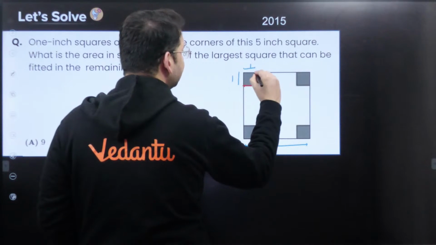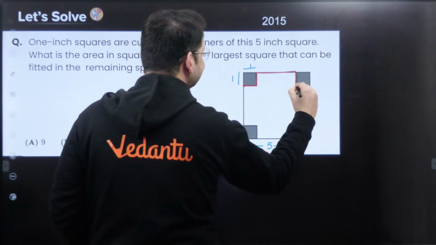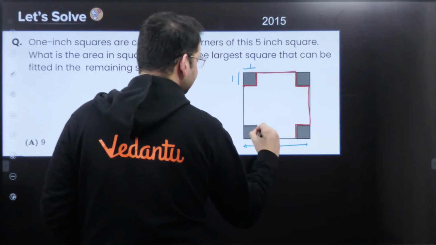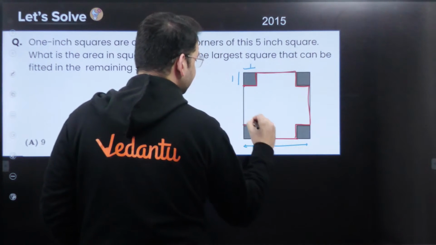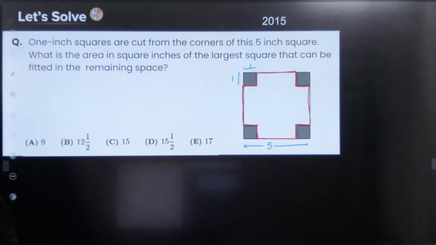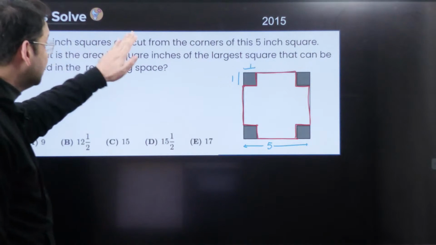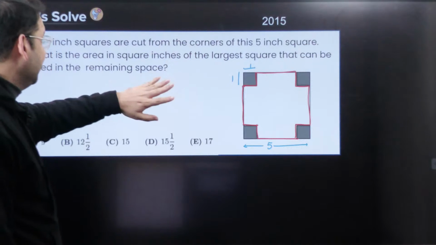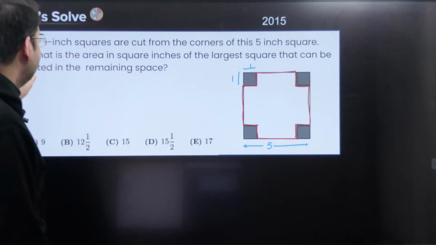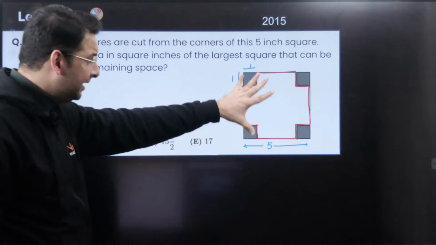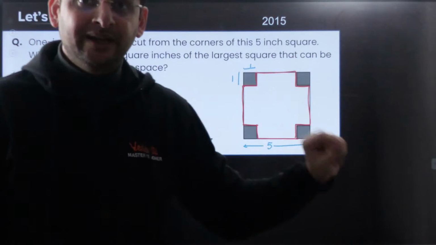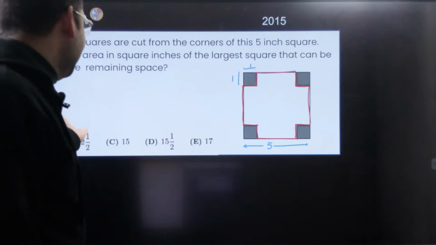So this is what we are left with now. ये रह गया. The question is, what is the area in square inches of the largest square that can be fitted in the remaining space. इस space में जो भी सबसे बड़ा square fit हो सकता है, उसका area is what we need to find out.